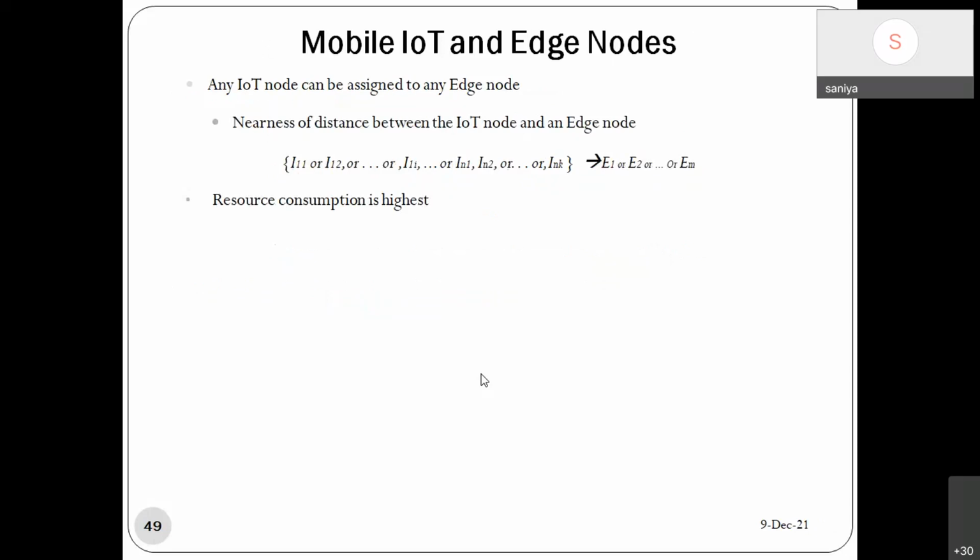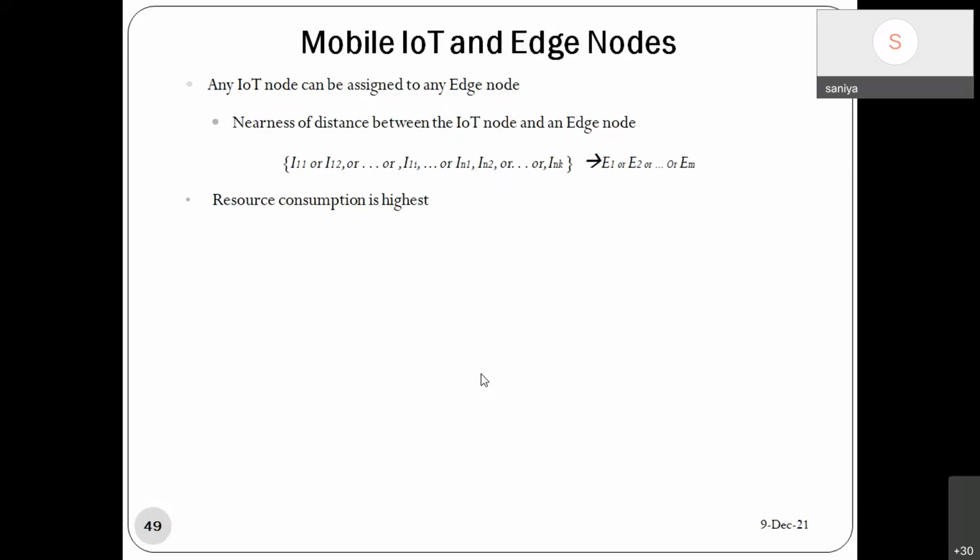The fourth scenario is mobile IoT and mobile edge nodes, where the degree of randomness is highest. Any IoT device can be assigned or associated to any edge node. You need to understand that whenever the degree of randomness is more, there will be more resource consumption, because every time you have to calculate the location of every mobile IoT node and every edge node, and the distance between them will change at different intervals of time. So the resource consumption is highest. If the resource consumption is highest, what I mean to say is that you need to optimize the resources.